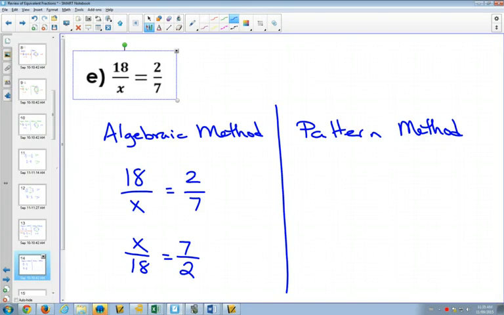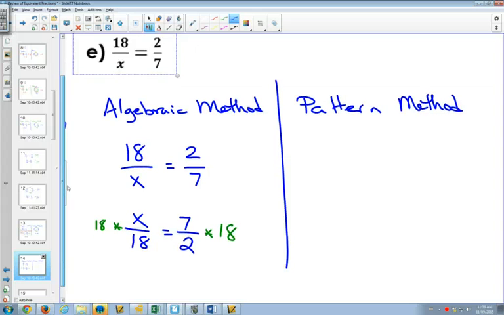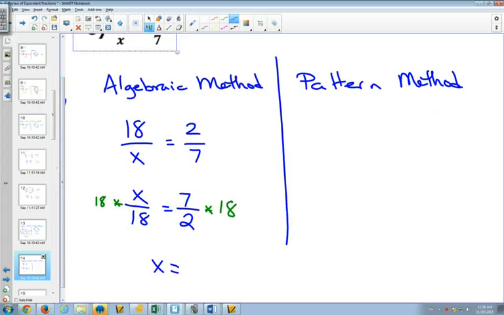So now, after I flip it, I have x divided by 18. And what I do to one side of the equation, I do to the other side of the equation. So the opposite of dividing by 18 is times by 18. And you'd go to your calculator and type in 7 divided by 2 times 18, and you will get 63. That's everybody cheering when they got the right answer.